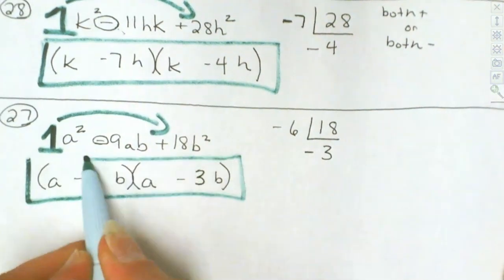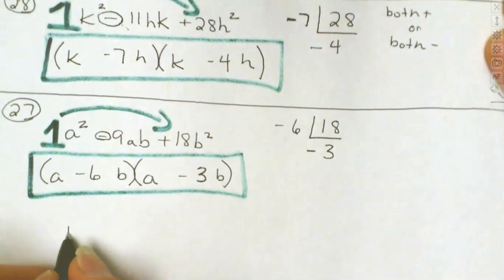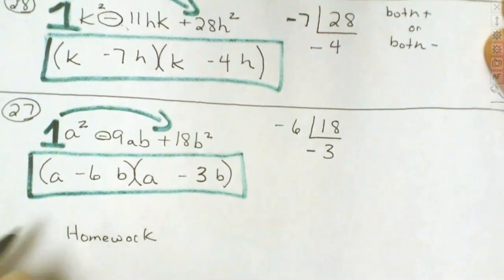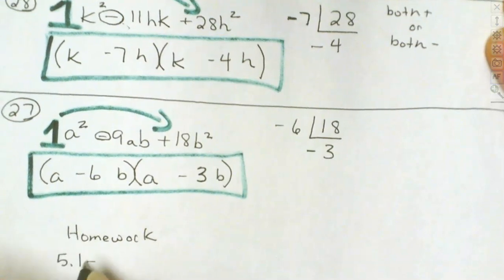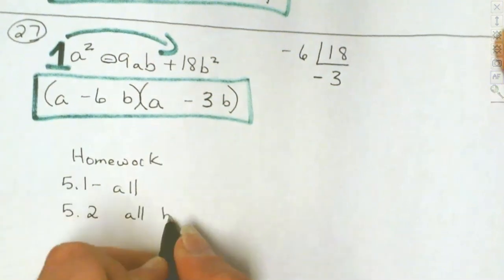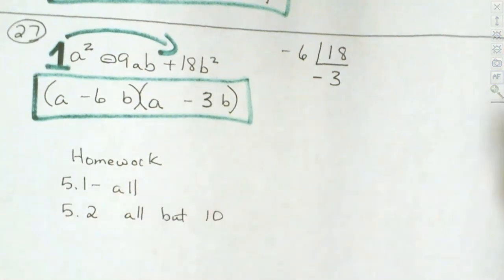All right, so that should now finish up all of 5-2 except for question 10. So your homework now is 5-1. You should be able to do them all. 5-2, you should be able to do them all but question 10. And we'll look at question 10 next time.